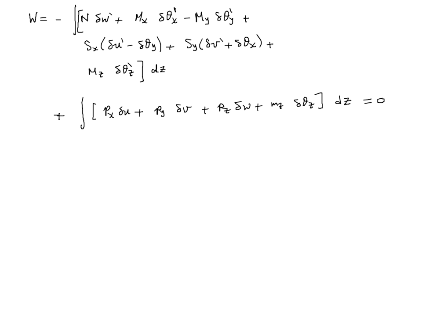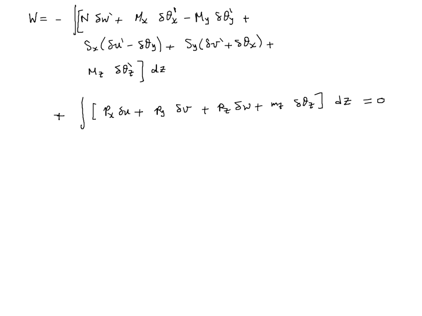The same goes for the rotation. So the coefficient of delta theta x, when we set it to zero, will be the moment equilibrium around the x-axis. The coefficient of delta theta y would give us the moment equilibrium around the y-axis, and the coefficient of delta theta z is going to give us the moment equilibrium around the z-axis.